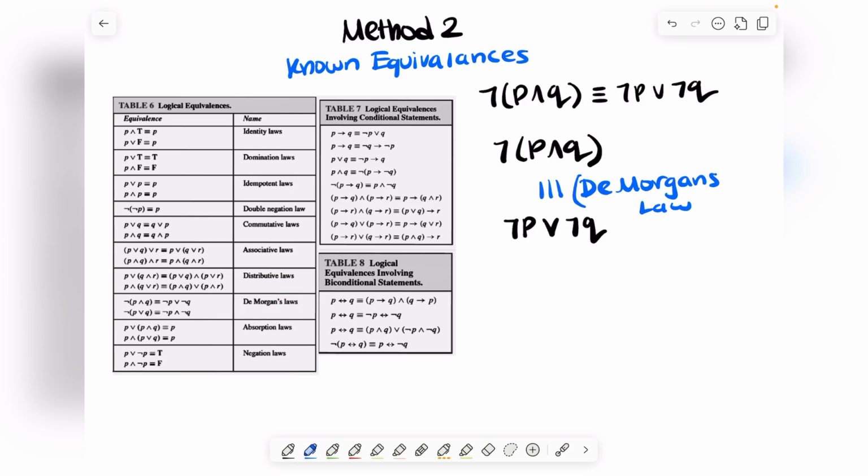So every time you use a law, you have to write which one you used. And now notice we have exactly what we have on this side, so our goal is achieved. We got our long or complicated looking side to look like the other one. So we proved by using known equivalences, literally just De Morgan's law, that this is equivalent to this, because that's exactly what we showed. This is equivalent to this.